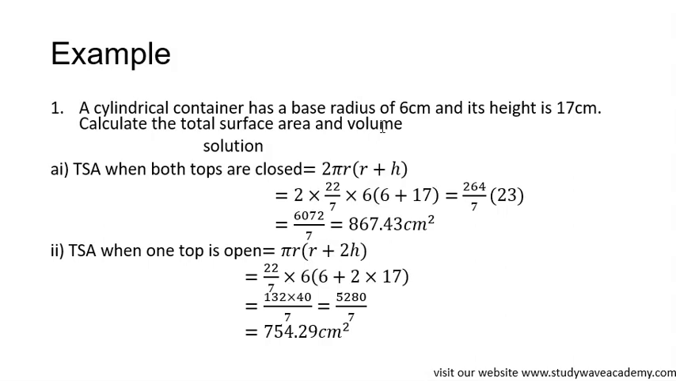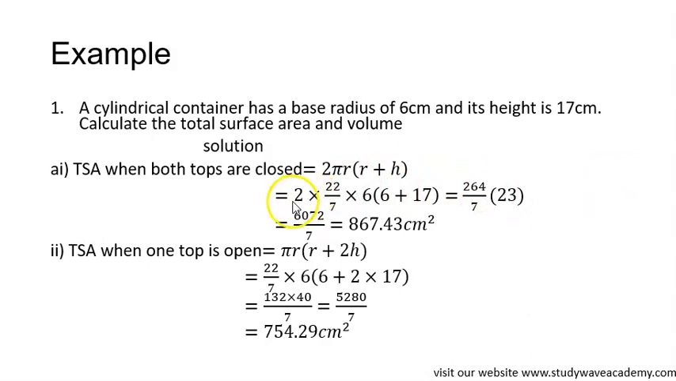For you to be able to use any of the formulas, if you are presented with a question to calculate only when one top is open, you are going to be able to do that. Or when both tops are closed, you are going to be able to do that. So to calculate the total surface area when both tops are closed, you remember the formula: 2 pi r bracket r plus h bracket close, right?